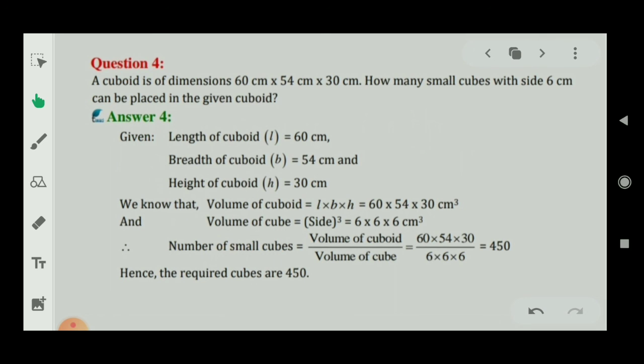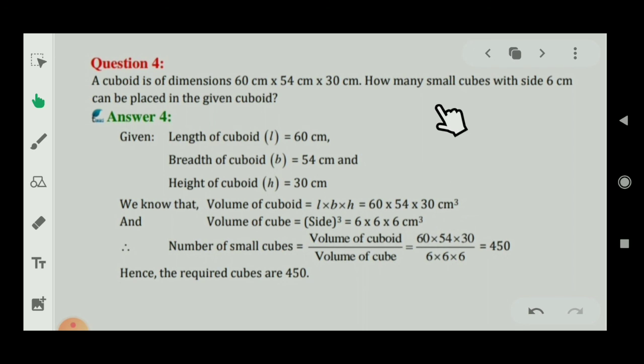Let's see question number 4. A cuboid has dimensions 60 centimeter, 54 centimeter and 30 centimeter. These are the L, B and H of the cuboid. So simply, firstly we have to find out the volume of the cuboid, that means L into B into H. You can see from here.